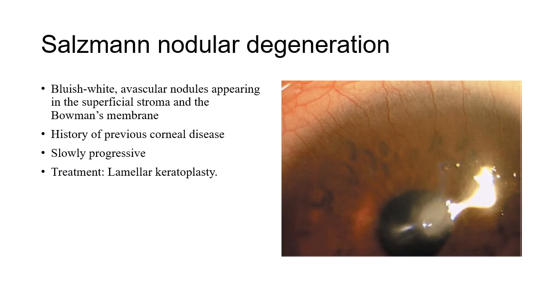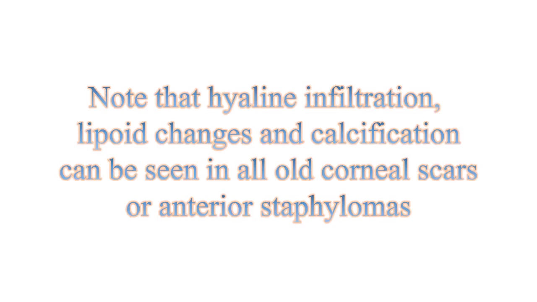Next is Salzmann nodular degeneration, usually seen in the form of a white gelatinous nodule, secondary to some long-standing corneal disease, such as chronic keratitis. It is slowly progressive. The treatment is lamellar keratoplasty. Again, just the superficial layers of the cornea are involved and they can be transplanted. Note that hyaline infiltration, lipoid changes, and calcification are all degenerative changes that can also be seen in old corneal scars or anterior staphylomas.